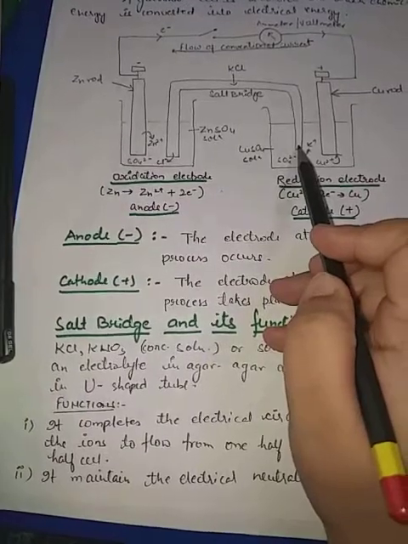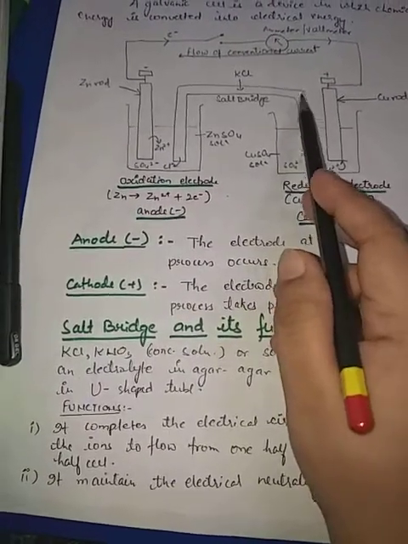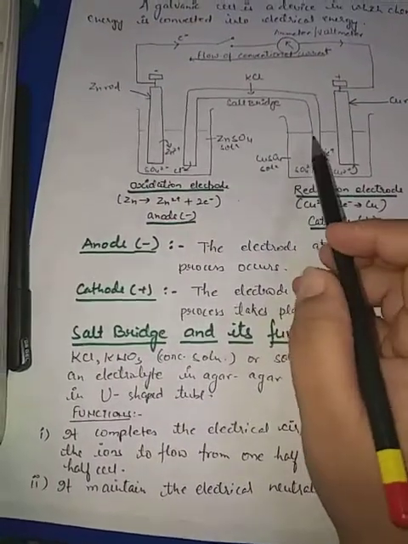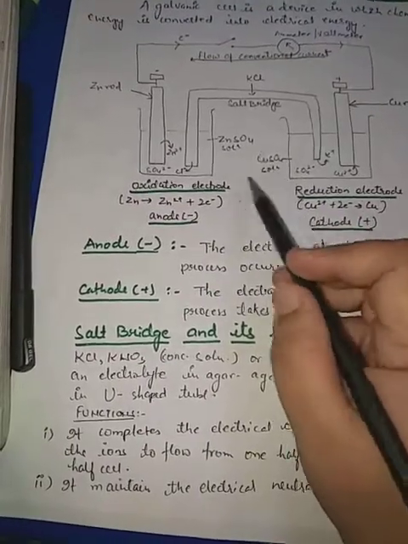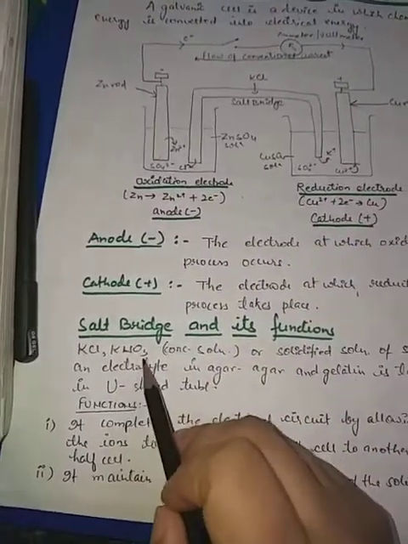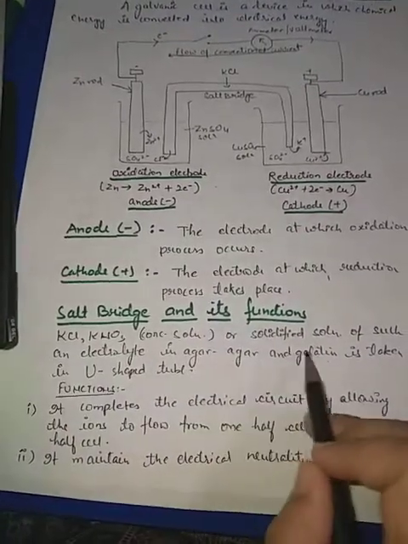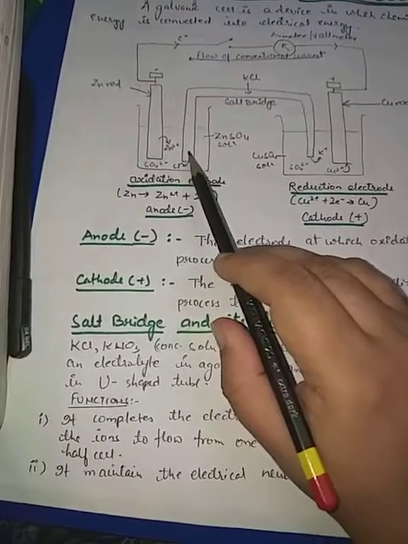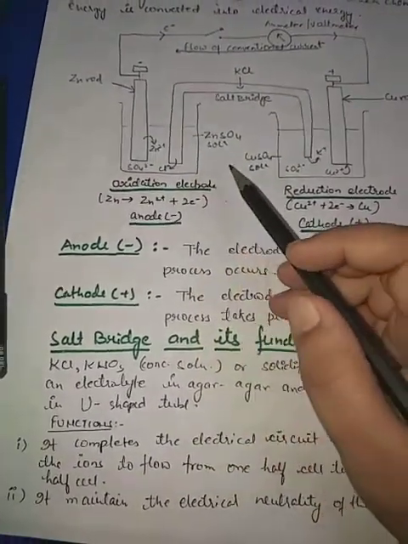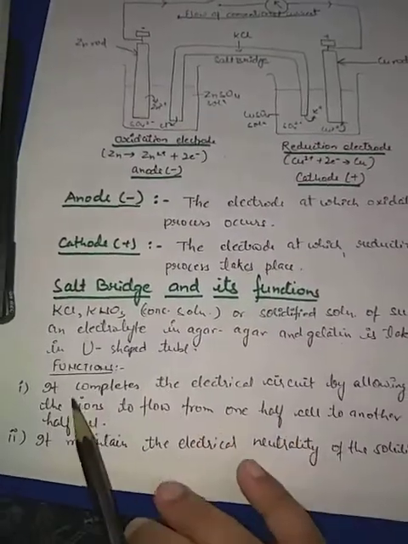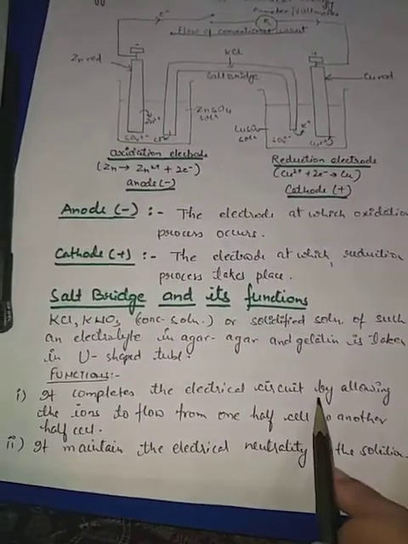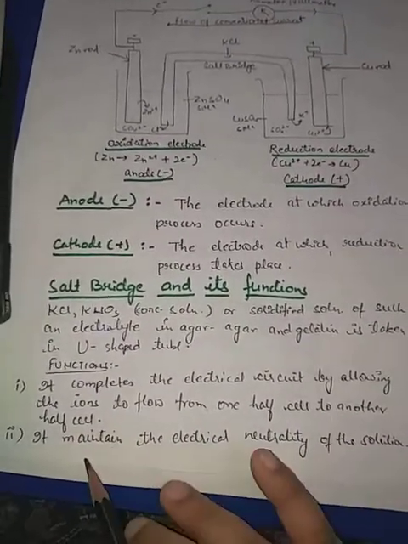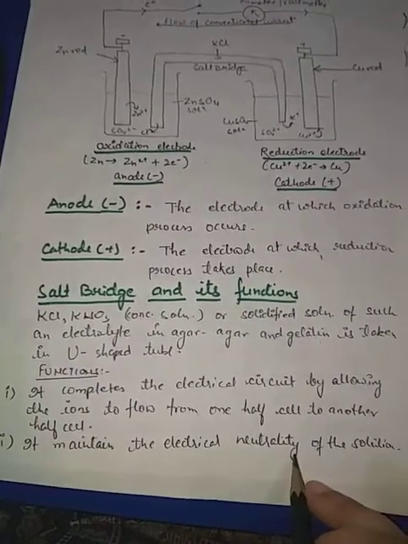A salt bridge is a U-shaped tube which is filled with a concentrated solution of KCl or KNO3, such electrolytes which are inert, or we can fill these electrolytes like KCl, KNO3 along with agar-agar or gelatin. When it solidifies, it is used as a salt bridge. The functions of the salt bridge are written here also. It completes the electrical circuit by allowing the ions to flow from one half cell to the other half cell, and secondly it maintains the electrical neutrality of the solution.